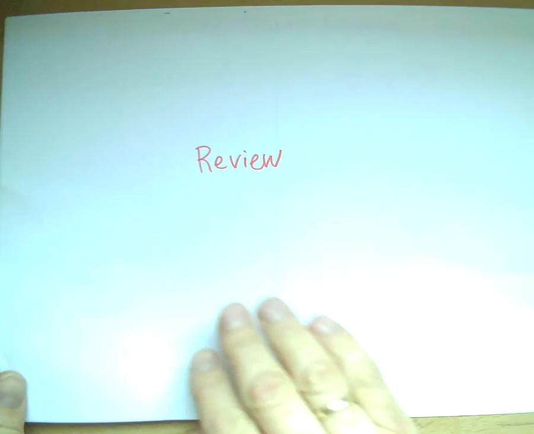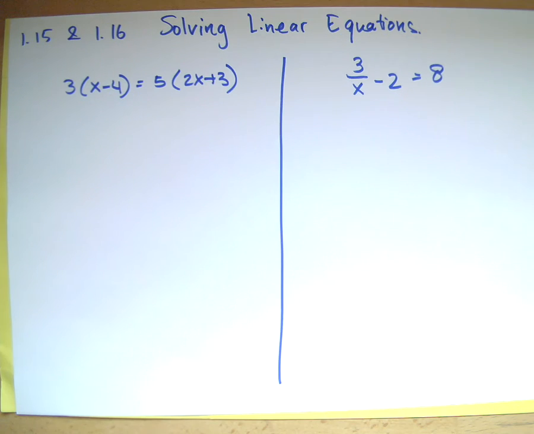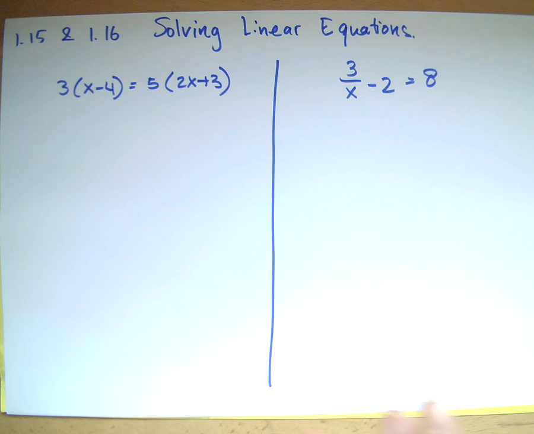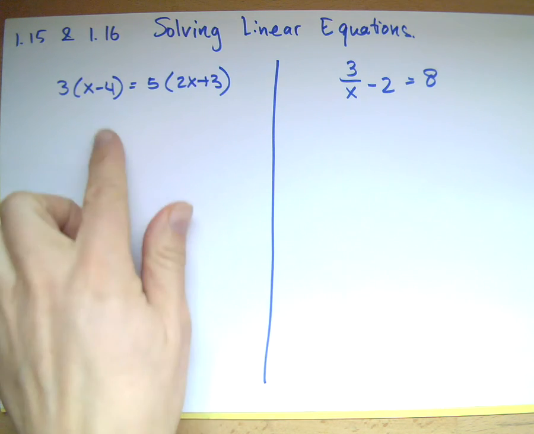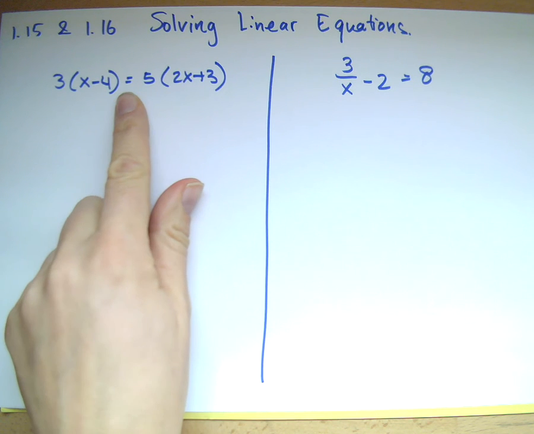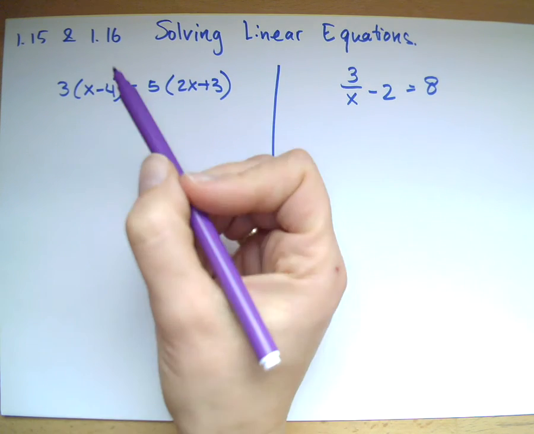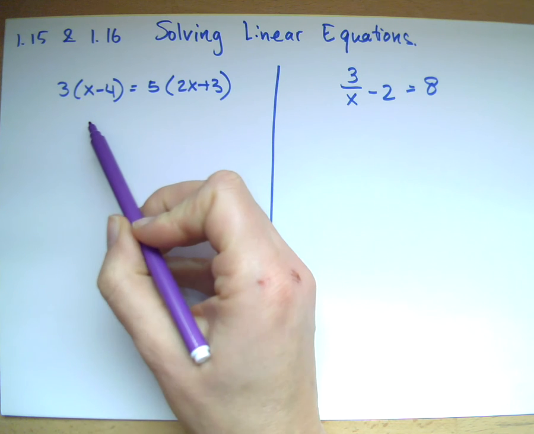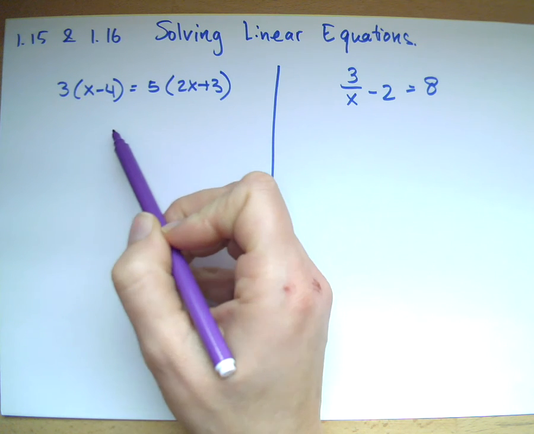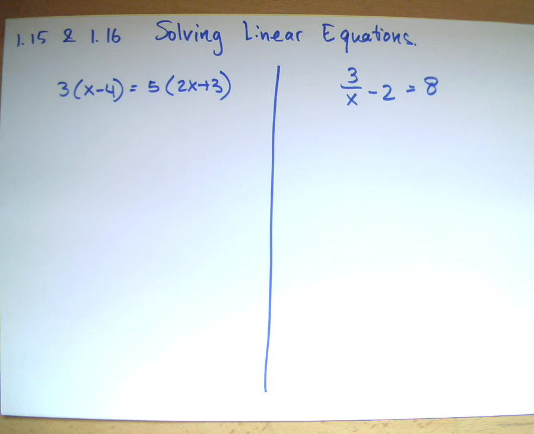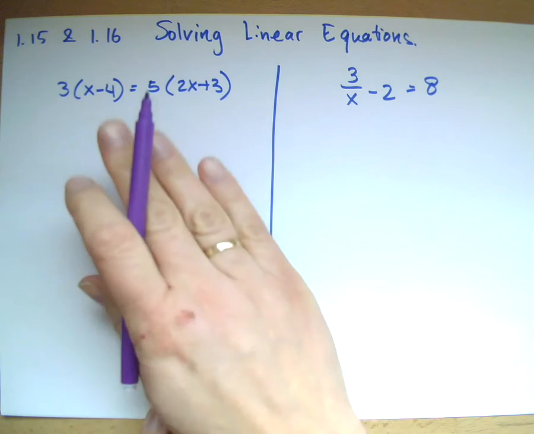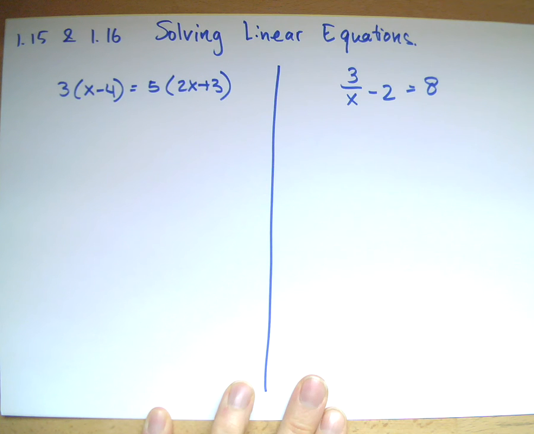Okay, more review. We're at section 1.15, solving linear equations. If we wanted to find the value of x from this equation, the goal would be to get x on one side, x equals, and then a number. So we're solving for x. In this case, I'm just going to do 2 examples, and that should be enough.